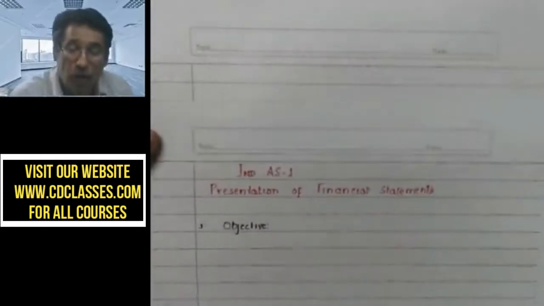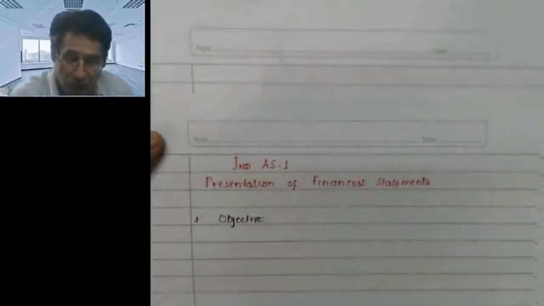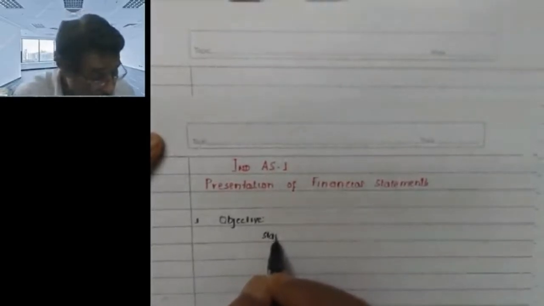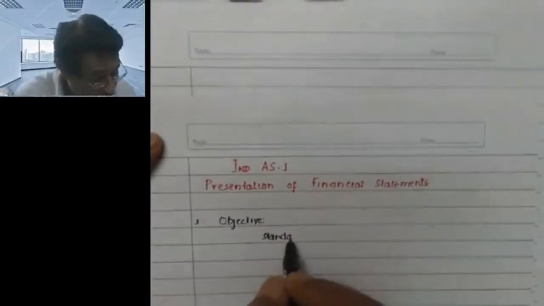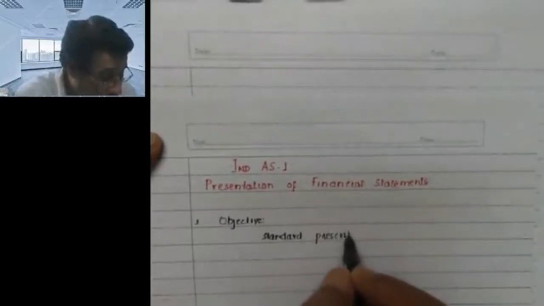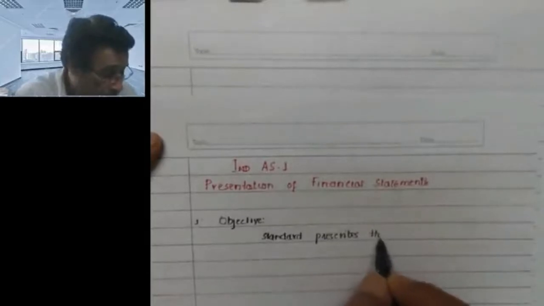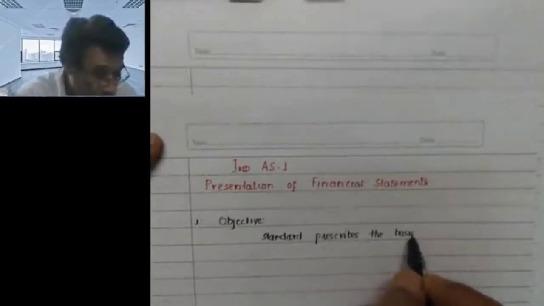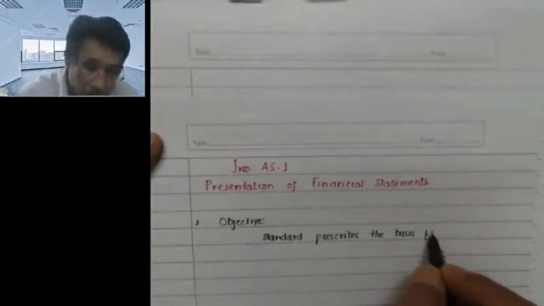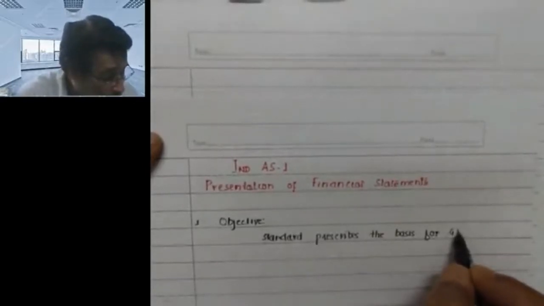The objective of this standard, as I told you a moment ago, is to ensure, the basic idea of this standard, because the standard basically prescribes the basis for the presentation of general purpose financial statements, so that, as I said, comparability is ensured both with the entity's past performance and with the financial statements of the other entities. So we write here: standard prescribes the basis for the presentation of general purpose (GP) financial statements.